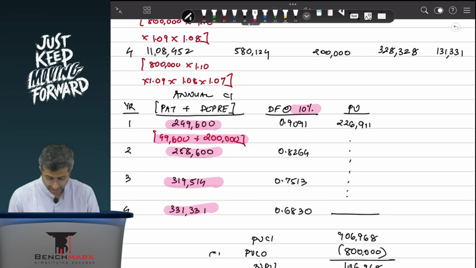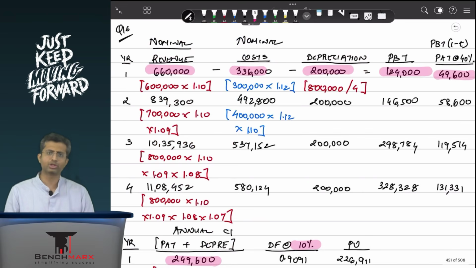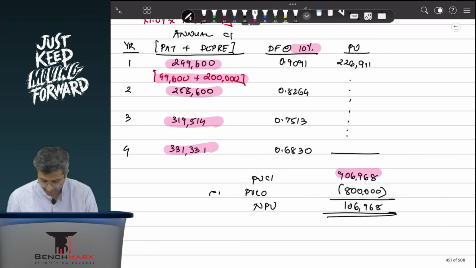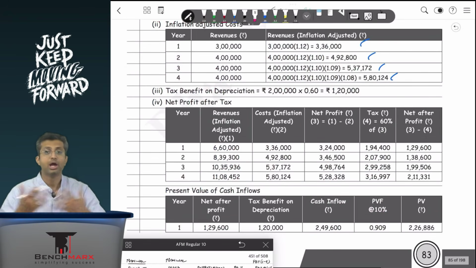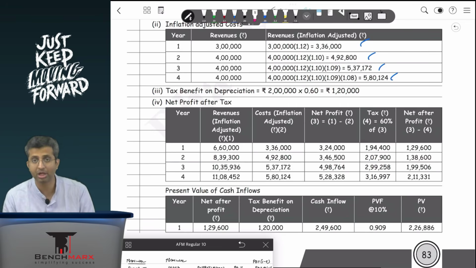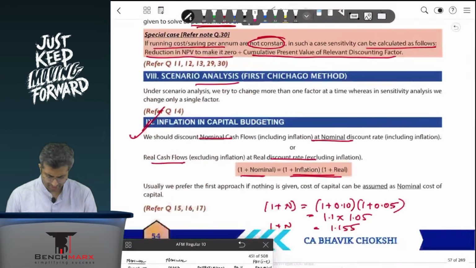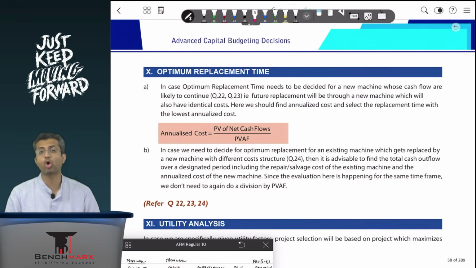Discount it at 10%. Sir, but 10% is inflation. Yes, my cash flows are also including inflation. My discount rate is also including inflation, and hence my NPV will be around 1,06,968, discounting nominal cash flows at the nominal rate. Here you cannot take the real rate approach because there are multiple inflation rates, and hence that formula of 1 plus nominal is equal to 1 plus real into 1 plus inflation you cannot use because there is no single inflation rate. Hence this method is generally considered more acceptable, more popular for solving capital budgeting questions. Okay, so this is inflation and capital budgeting. A few other concepts over here will be on optimum replacement time.